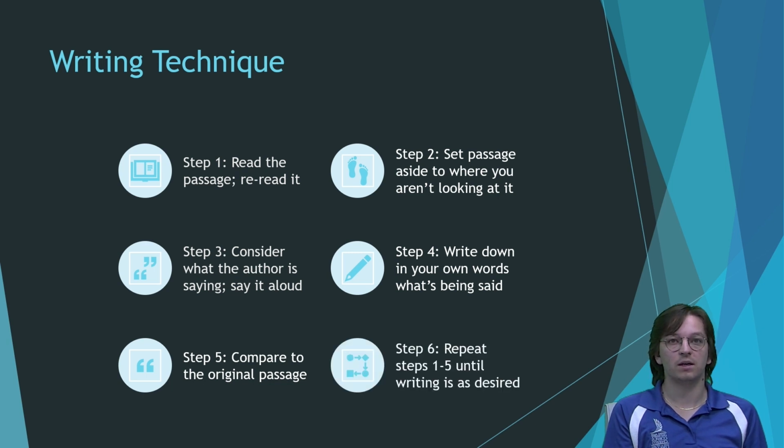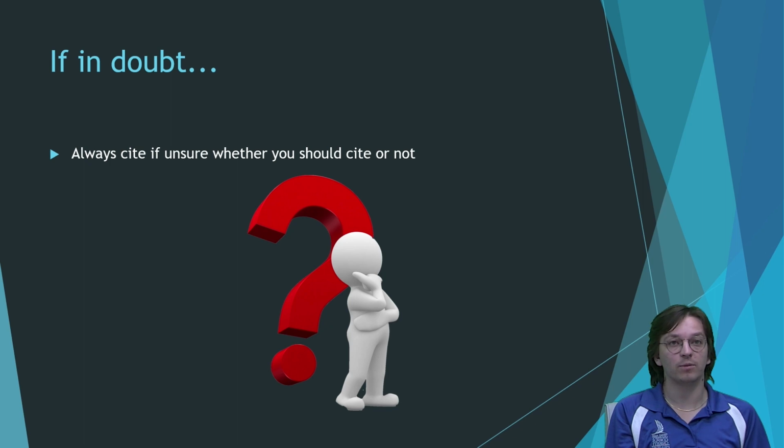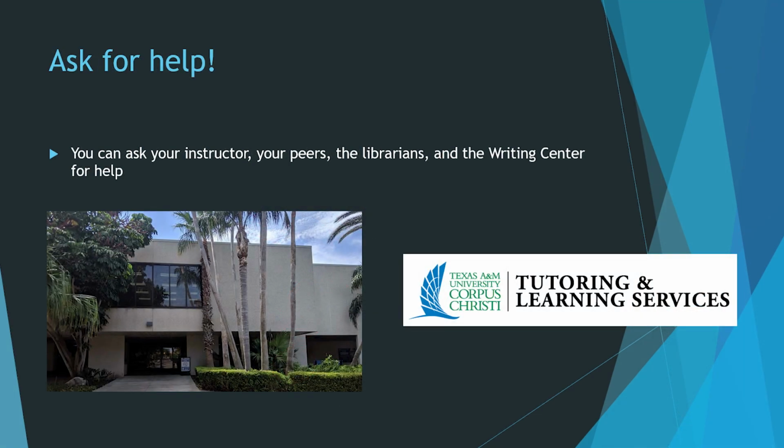Step 6. If it is still too similar to the original passage, repeat steps 1 to 5 until your writing is as desired. If in doubt, remember to always cite if you're unsure whether to cite or not. Better to be safe than sorry. One final piece of advice that we have is to ask for help. You can always ask your instructor, your peers, the librarians, and the Writing Center for help.